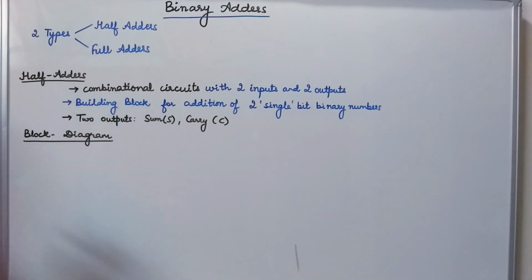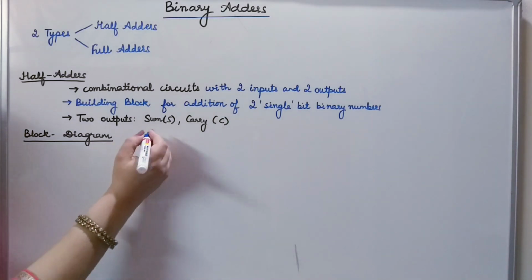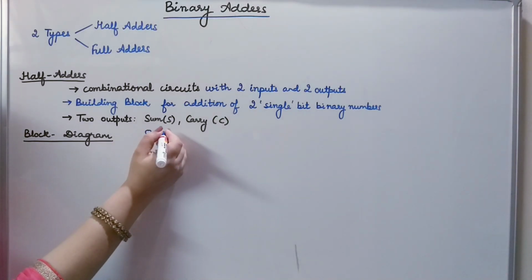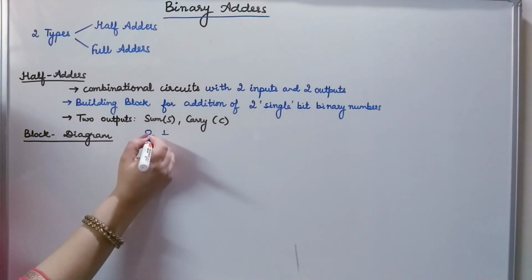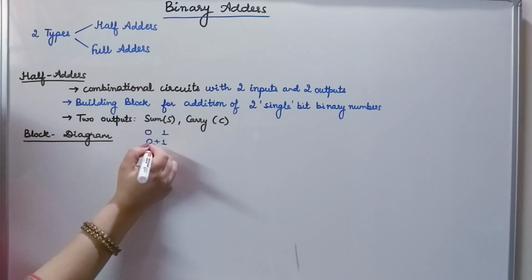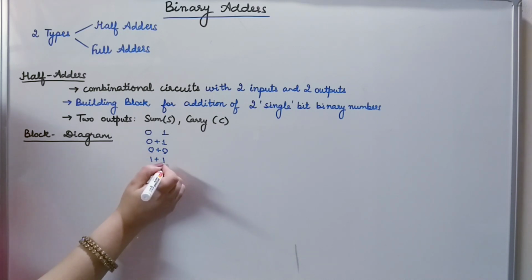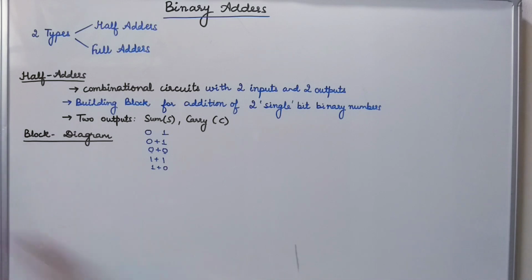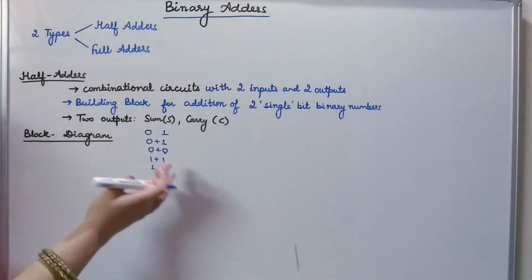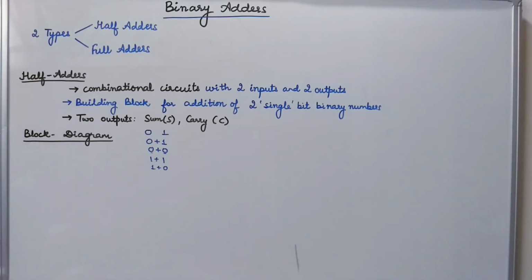The most important term which we need to understand is what a single bit binary number is. Single bit means 0, 1. It can add 0 plus 1, it can add 0 plus 0. These are single digits. It can add 1 plus 1, it can add 1 plus 0. Why I am writing it sometimes here is because it depends upon how many inputs we are having. Next, it has two outputs, sum and carry.